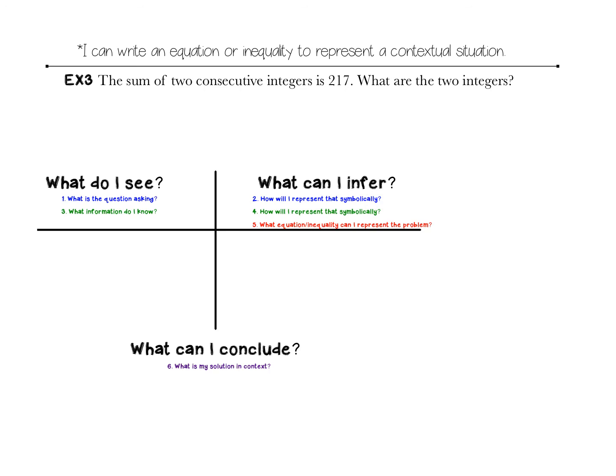Alright, so on this one, the question says the sum of two consecutive integers is 217, and the question is, what are the two integers? So we always go to our question. That's going to tell us what we're looking for. So what is the question asking? We want to know what is the first integer and what is the second integer.